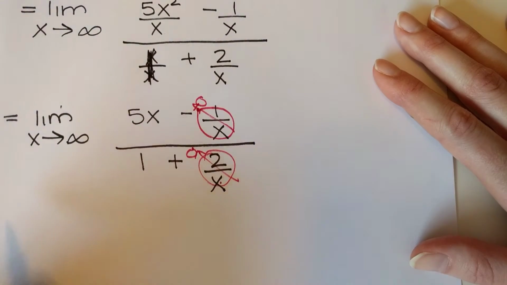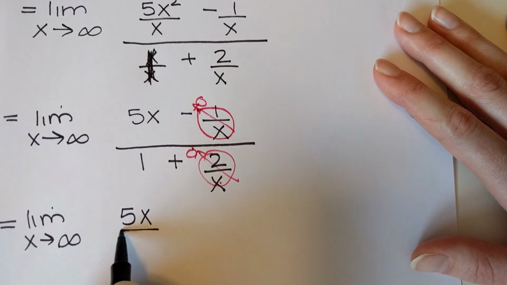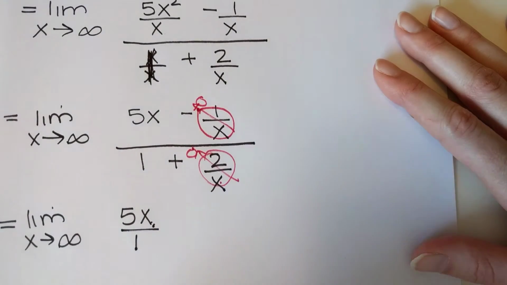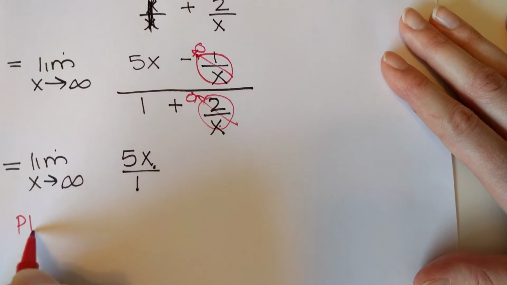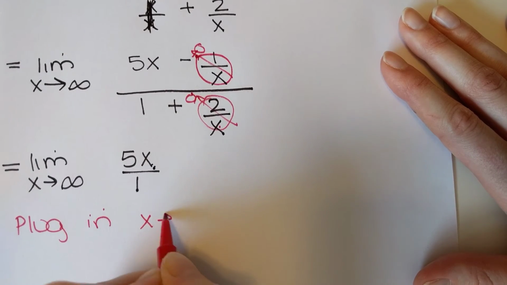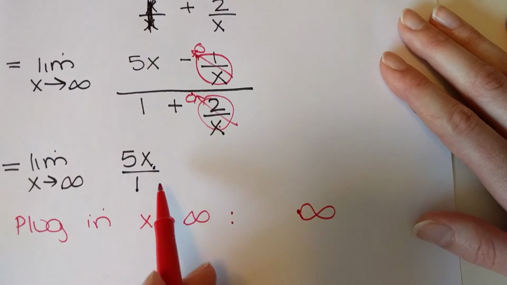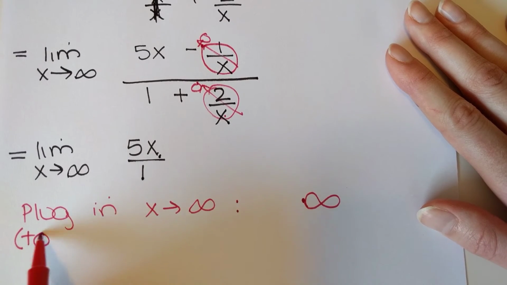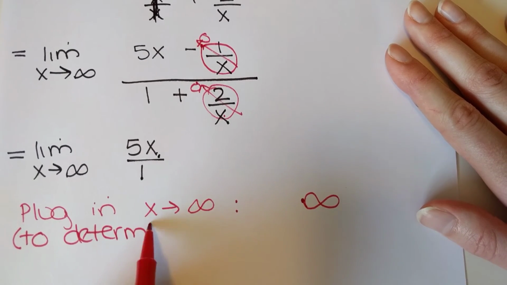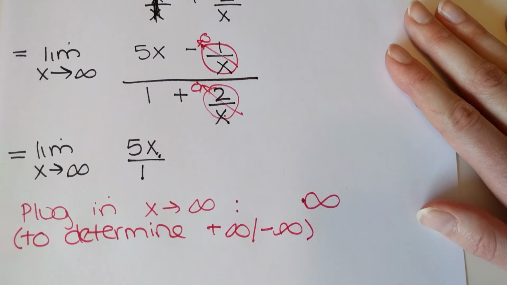So when the dust settles there, you notice that you have a limit as x goes to infinity of 5x over 1. And that is not just a constant. You have that x there. And so this is an example of where your final step is that you plug in an x going to infinity. And really, you know that the answer is going to be infinity because of the fact that x is in the numerator. So this whole plugging in x going to infinity, this really is just to determine the sign, to determine if it's a positive infinity or if it's a negative infinity. That's really what this step is about.